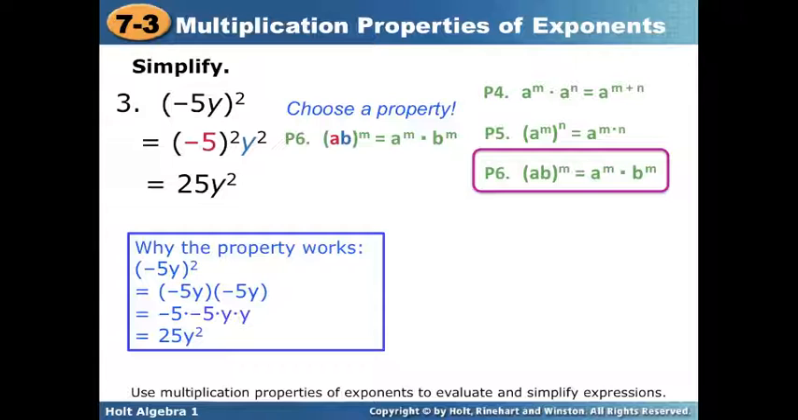This property works by, again, using repeated multiplication. -5y squared, write that out 2 times. You can use the commutative property of multiplication to rearrange and do -5 times -5 and y times y. And we see our answer is the same, 25y squared.